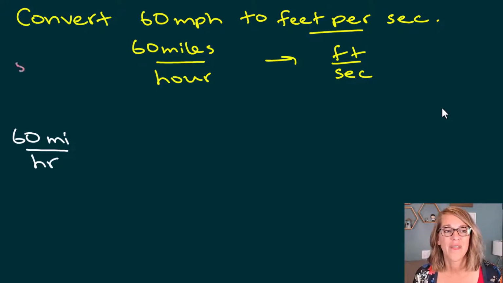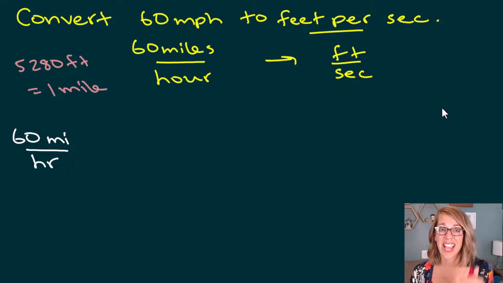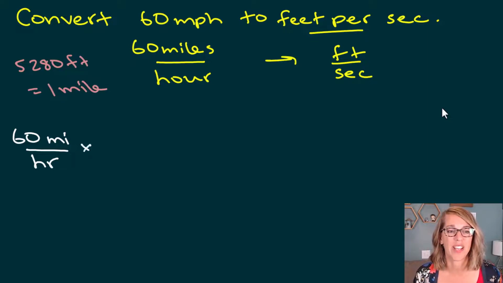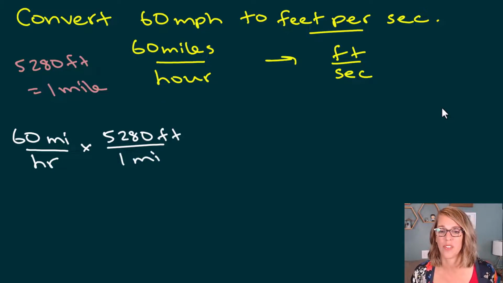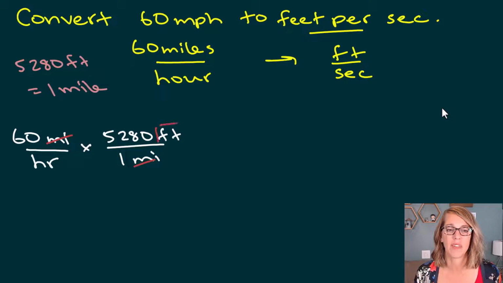And I'm going to use MI for miles and HR for hours. Now I know that there are 5,280 feet in 1 mile. As I'm building my fraction, I want to cancel the miles and be left with feet. So I'm going to put the 5,280 feet in my numerator, but that's the same as 1 mile. Okay, so far so good. I've got my miles canceled and I'm left with feet. So I've got the feet done.